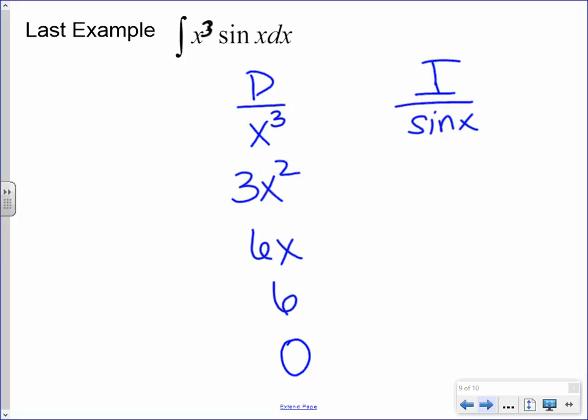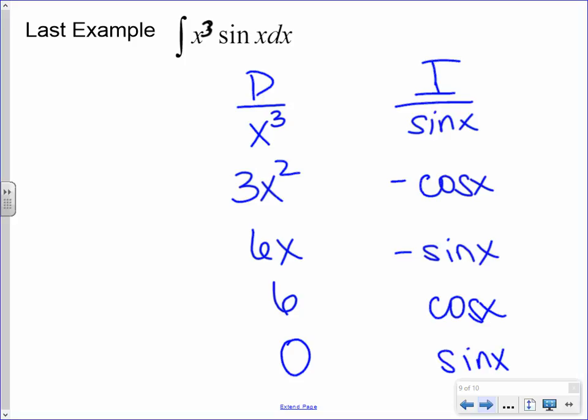Please be careful, because we're doing antiderivatives in the right column. What's the antiderivative of sine? Negative cosine. The antiderivative of negative cosine. Negative sine. The antiderivative of negative sine. Positive cosine. And one more time. We stop when we get to the row with the 0. Positive, negative, positive, negative, etc.